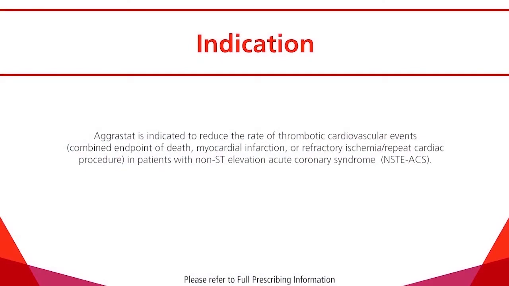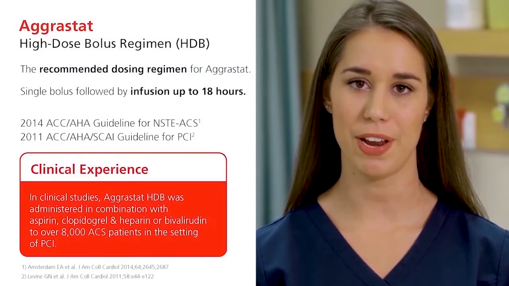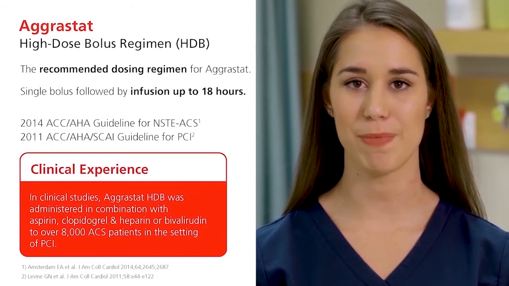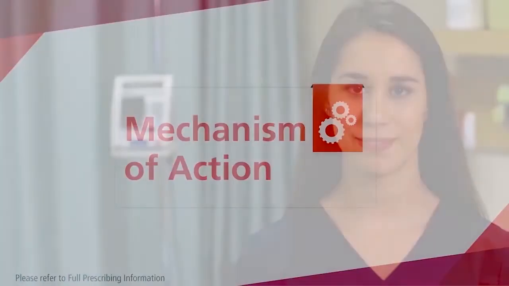Indication. Aggrastat is indicated to reduce the rate of thrombotic cardiovascular events, including the combined endpoint of death, myocardial infarction, or refractory ischemia or repeat cardiac procedure in patients with non-ST elevation acute coronary syndrome. The recommended regimen for Aggrastat is the high-dose bolus, or HDB. In clinical studies with the HDB regimen, Aggrastat was administered in combination with aspirin, clopidogrel, and heparin or bivalirudin to over 8,000 patients in the setting of PCI.